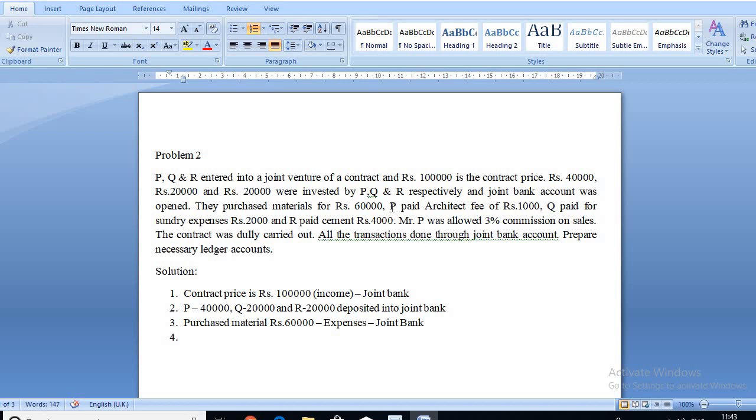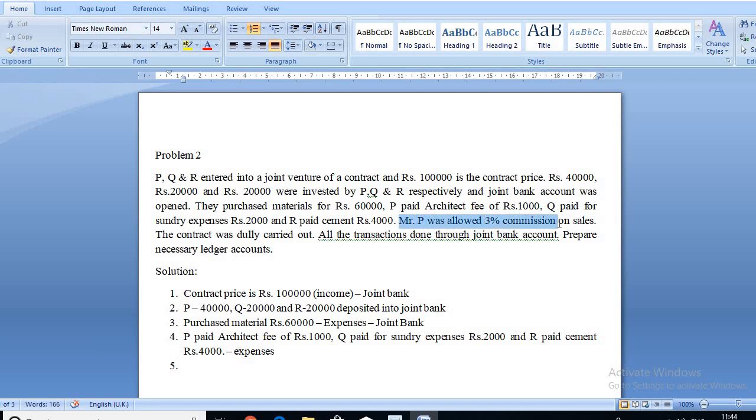Now come to the next transaction. P paid architect fees of rupees 1,000, Q paid sundry expenses 2,000 and R paid cement for rupees 4,000. So the fourth transaction is P paid architect fees 1,000 and Q paid sundry expenses 2,000 and R paid cement rupees 4,000. And these expenses were paid by P, Q and R and not the joint bank, because here they have given clear information that the architect fees were paid by P and sundry expenses paid by Q and cement expenses paid by R. So these are our expenses.